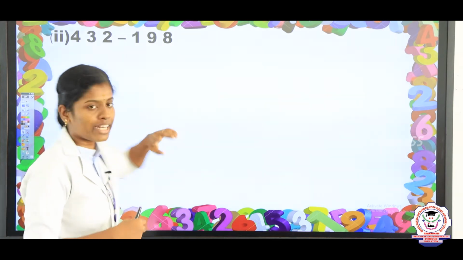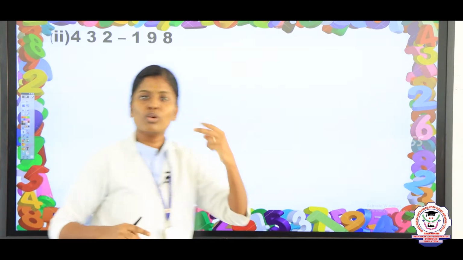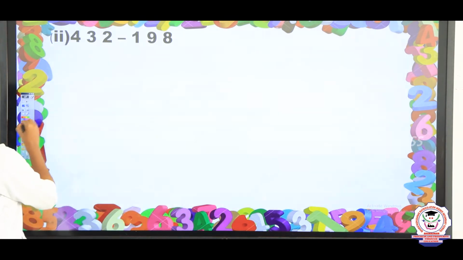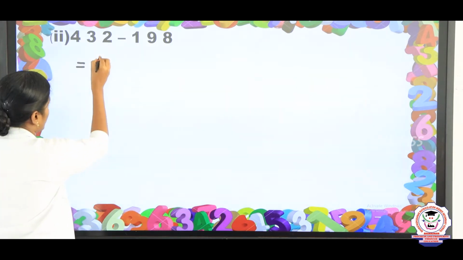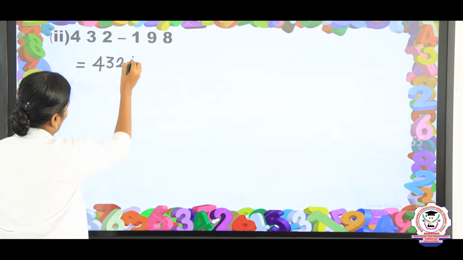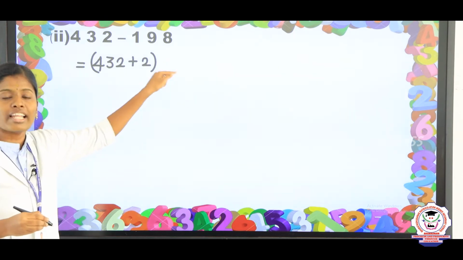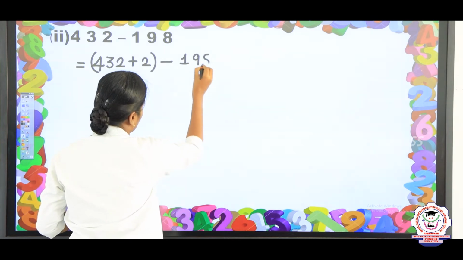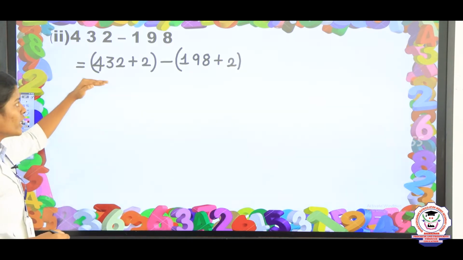So already we have 198. After 198 comes 199, then 200. So only 2. So on both sides you should add 2. Take 432 plus 2, then minus 198 plus 2. Now we are going to add 432 plus 2.